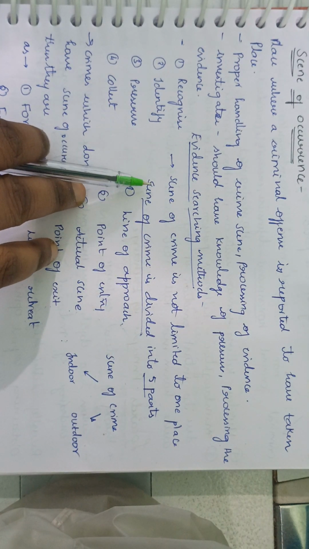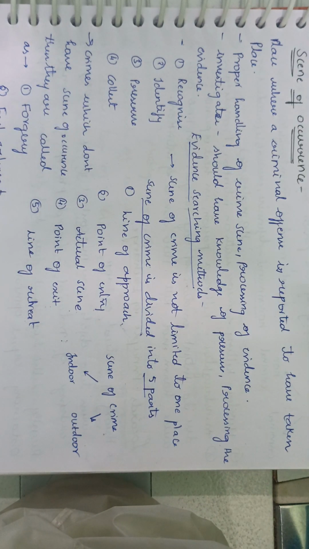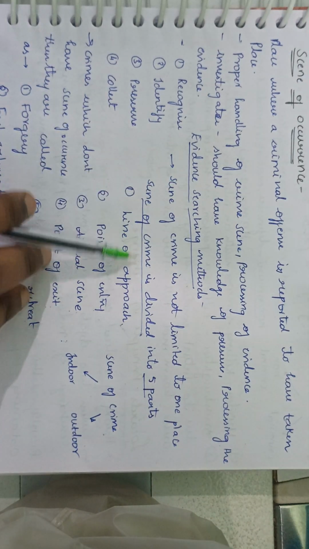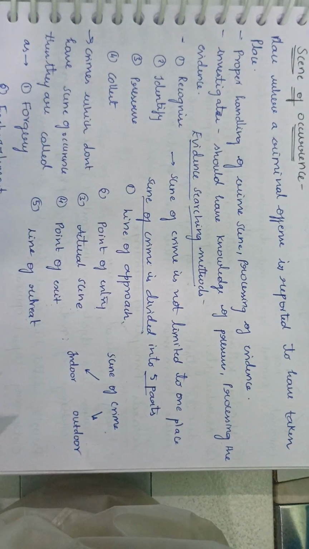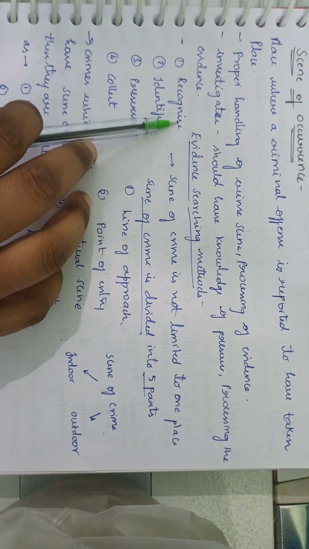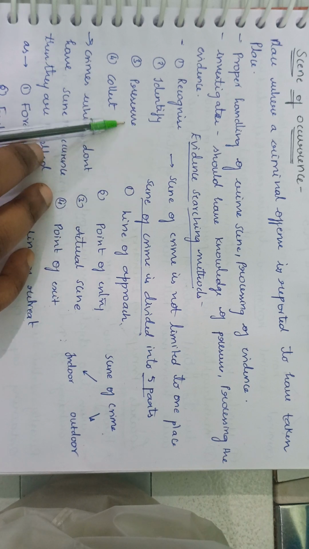A scene of occurrence of a crime is a place where a particular crime has been committed or where physical evidence of such crime is found when it is first brought to the notice of the police. The scene of occurrence cannot be limited to one place. So when the investigator starts searching for the evidence, there are different kinds of searching methods. First, there are four parts, that is recognize, identify, preserve, and collect.